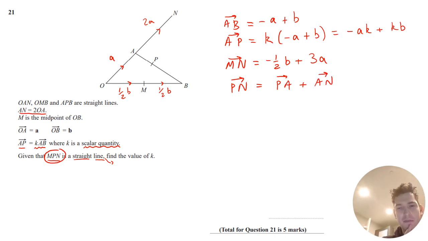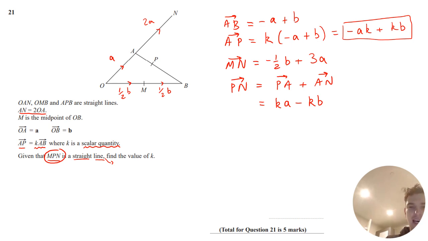So how do we get from P to A? Well, PA is the reverse of AP. It's the other direction. So I'm going to take this vector AP, which is up here, and I'm going to change the signs. So I'm going to say it is ka minus kb, just changing the signs. And AN is straightforward. AN is just 2a.